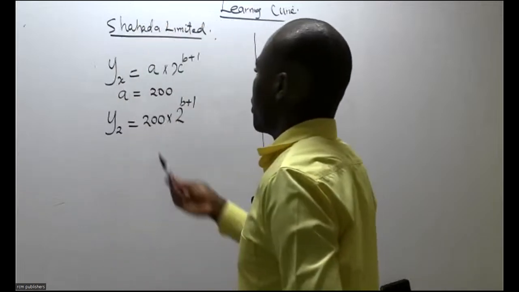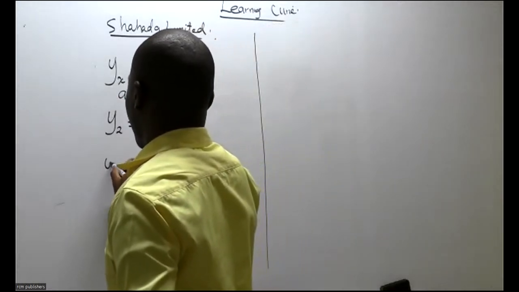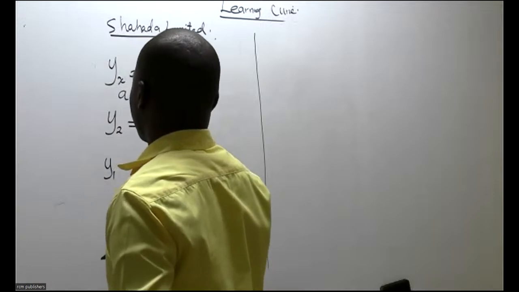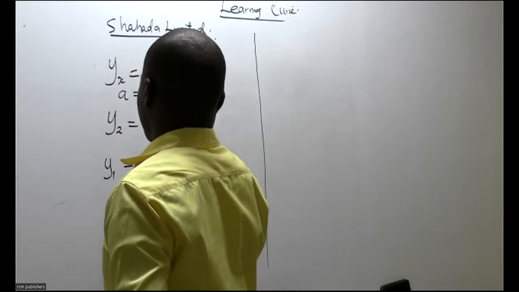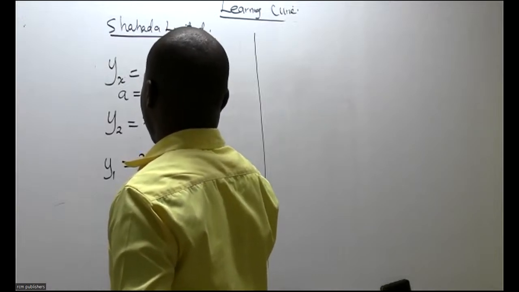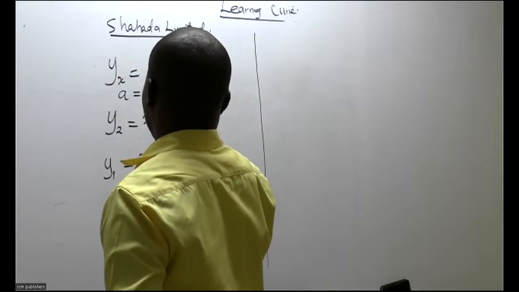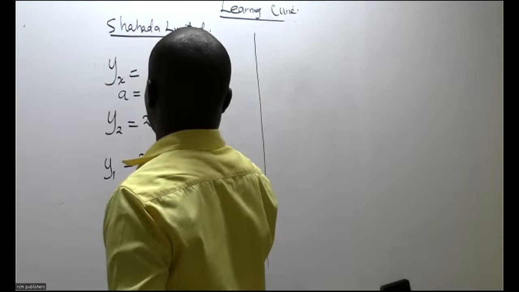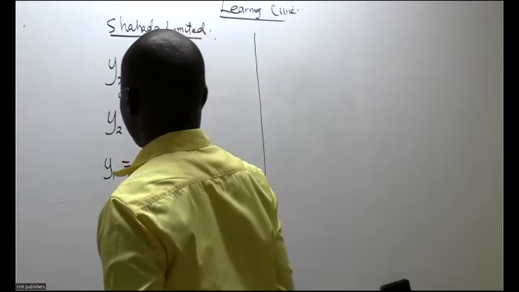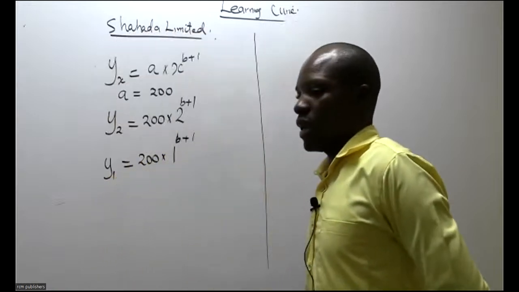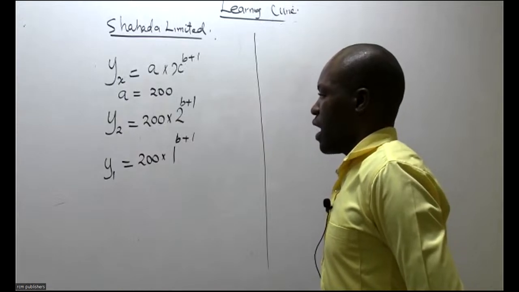So look at the function here. What is our Y? I want to ask you a simple question. Y, when our X is 1, is basically equivalent to A, the time to produce the first unit, multiplied by 1 raised to the power B plus 1. So that is what we have.